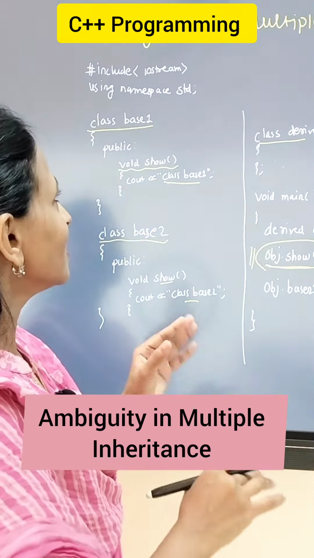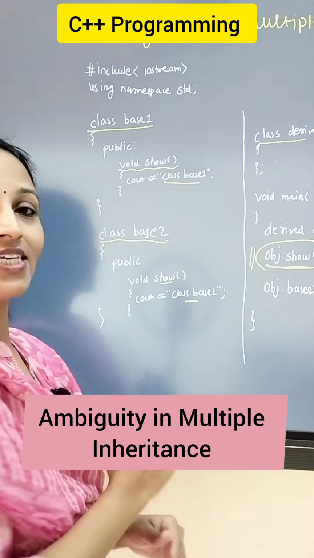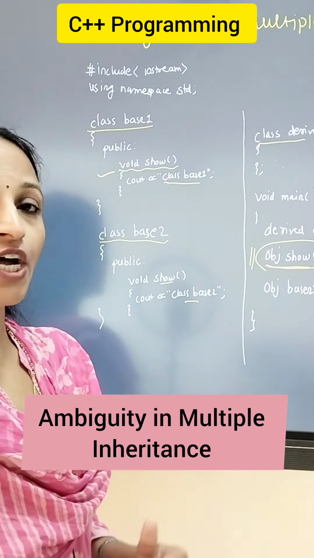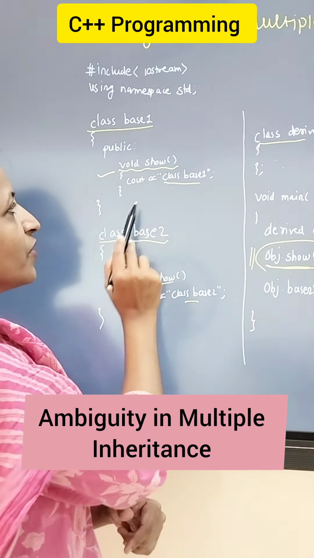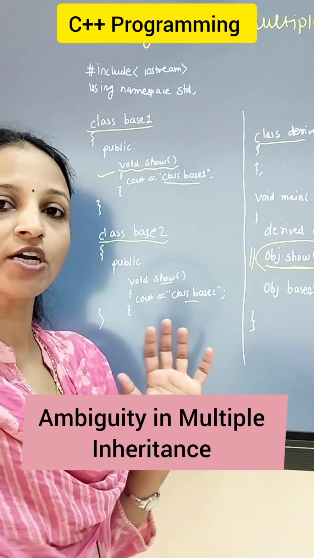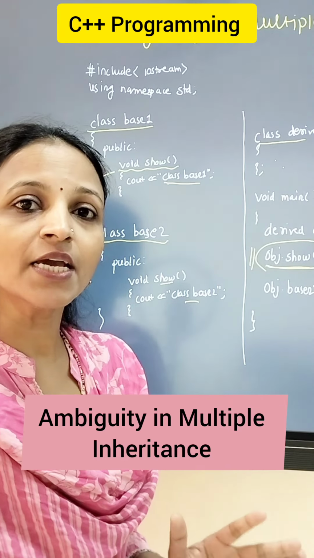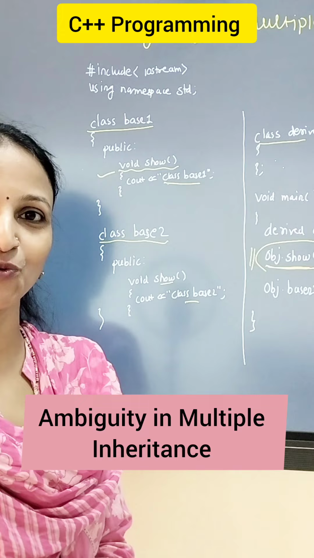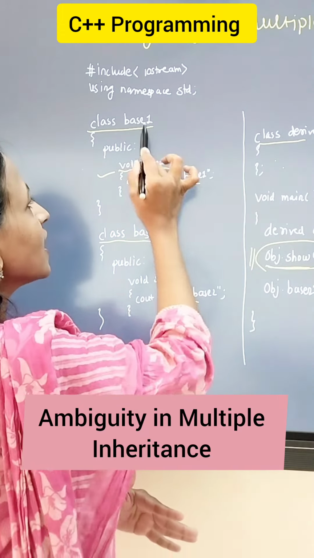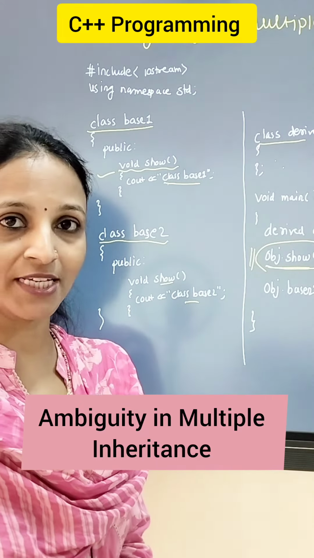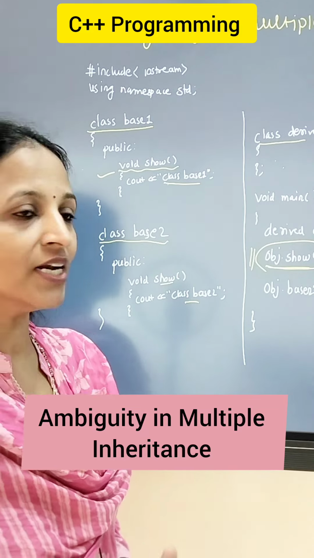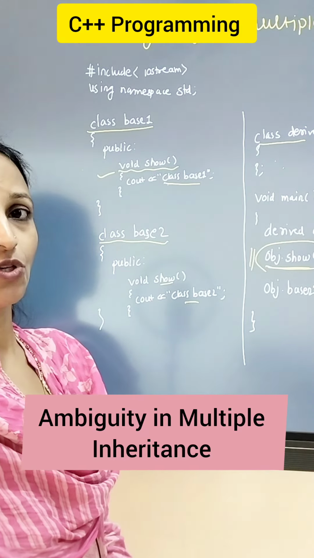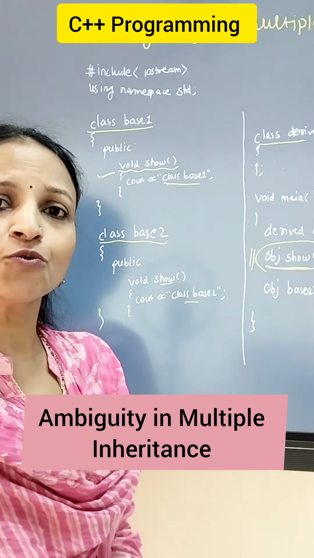See, consider there is one base class, Base1, and it has one member function, void show. This show member function does not take any argument and has no return value. Again, I am writing the same show member function in one more class, class Base2. The only difference is that in class Base1 I am displaying "class Base1" inside that member function, and in class Base2 I am displaying "class Base2". Okay, these are two base classes.